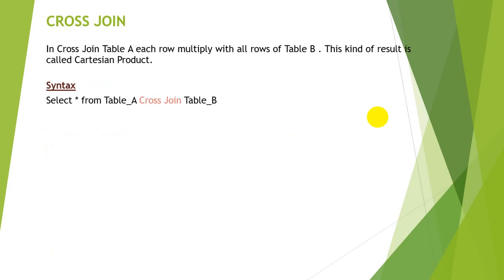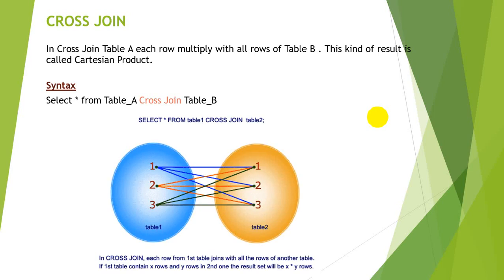Let's discuss cross join. What is cross join? In cross join, each row of table A multiplies with all rows of table B. This kind of result is called a Cartesian product. In cross join, we need some situations where we need to retrieve table A records with each and every record of table B. So we use cross join here. Let's take an example.